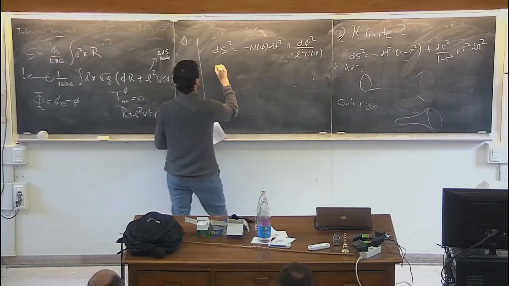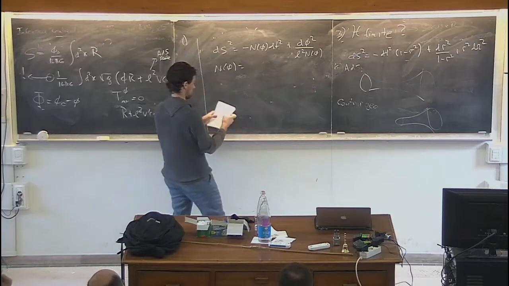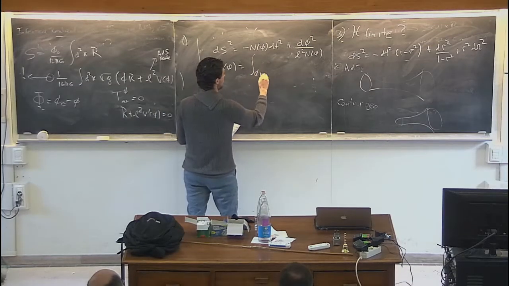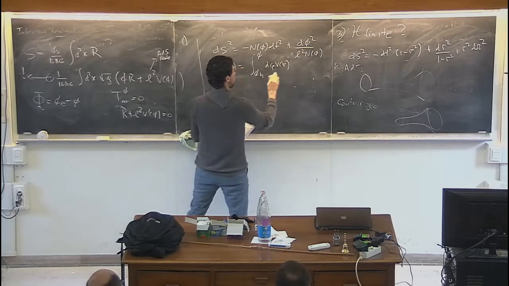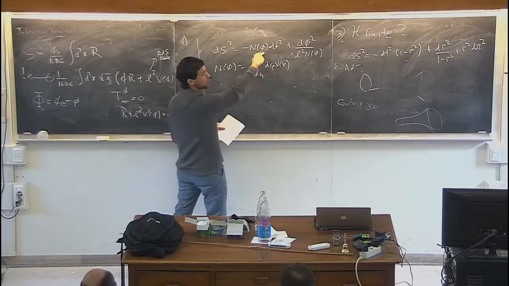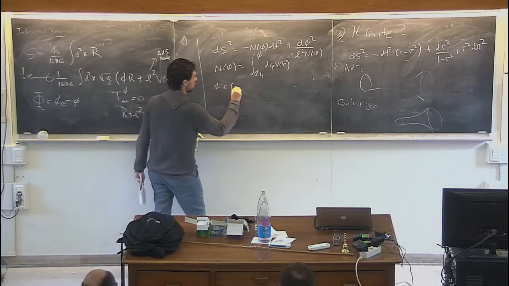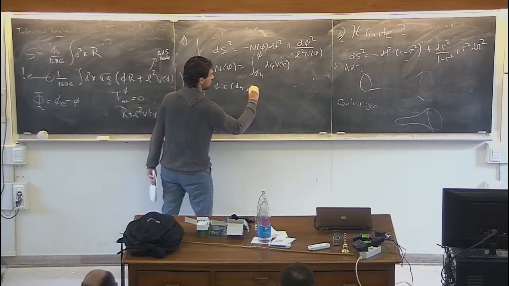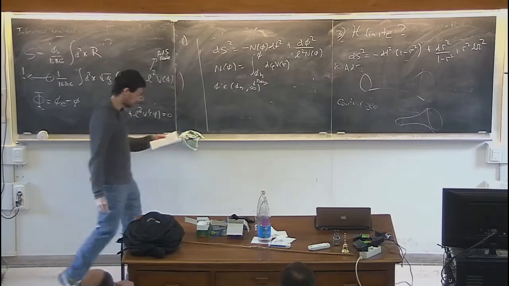Where this function n of phi is given by some integral from some horizon. This is just some integration constant, some horizon, to whatever phi that you want. So now phi lives in phi h, and say infinity. This is really the boundary. You have to regularize this, but it's a boundary.